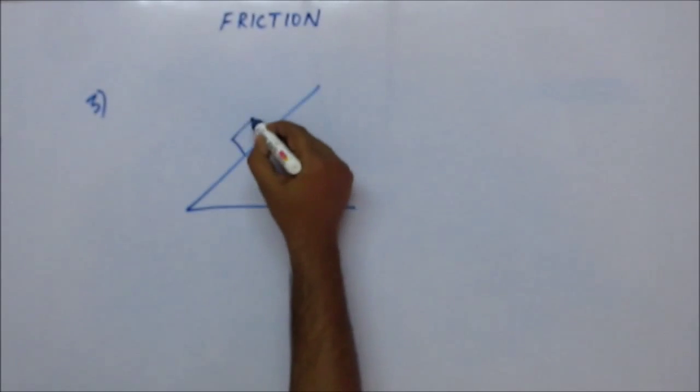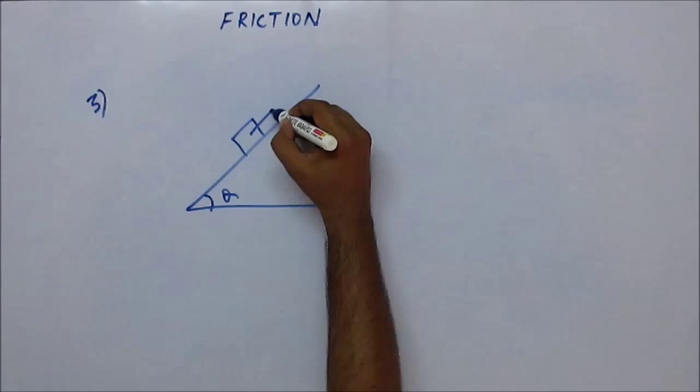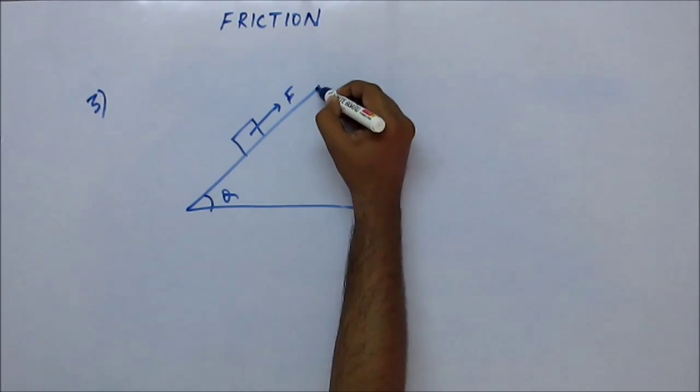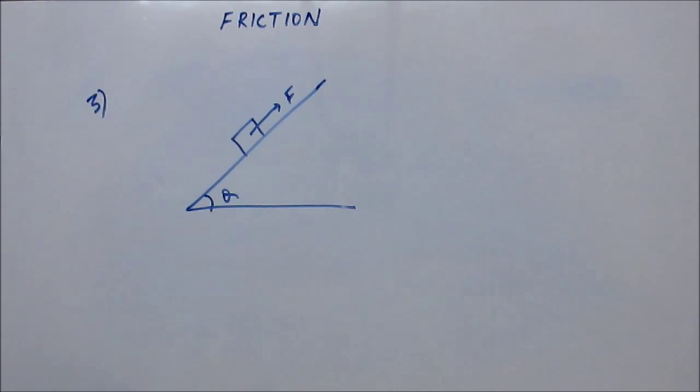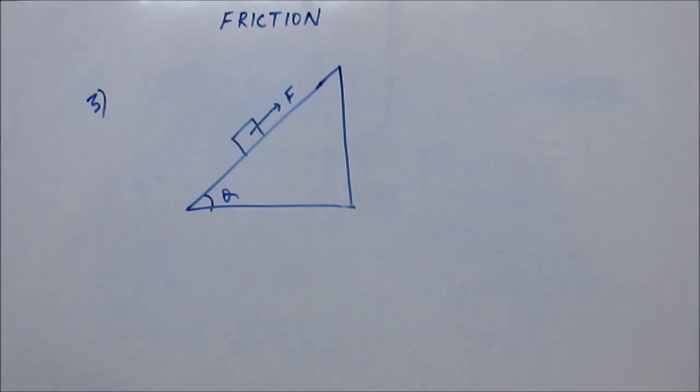This time suppose we have an inclined surface theta, and suppose you are applying force F parallel to the plane of the wedge. Now the question is, what should be the minimum amount of force that you should apply in order to pull the block upward? So quickly draw the FBD and get your expression of your minimum force.